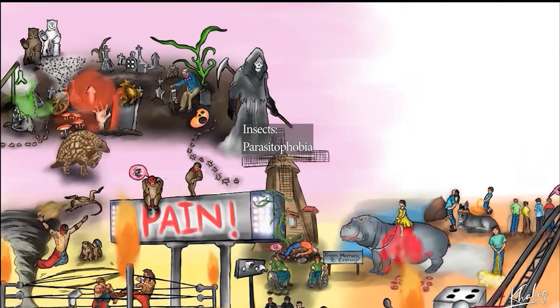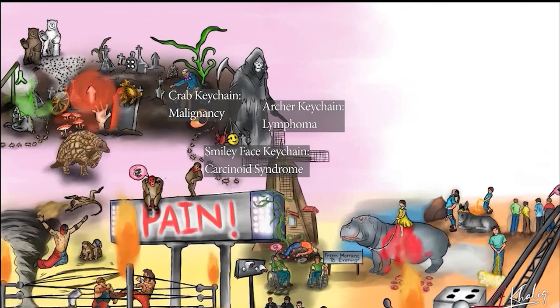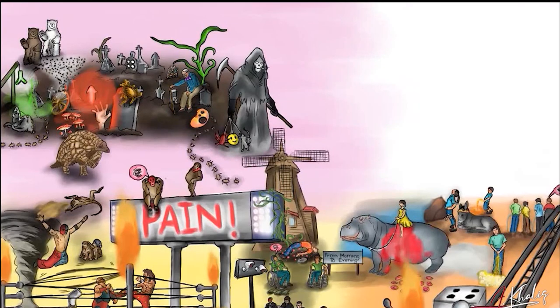Now, if you look at the Reaper, you're going to learn that he's fond of collecting different keychains. One of the keychains is just like a crab. The second keychain is a smiley face, and the third keychain is an archer. So these keychains are there to remind you of malignancy: a crab for malignancy, a smiley face for carcinoid syndrome, and an archer for lymphoma, for example, Hodgkin's lymphoma. So in all these diseases, you're going to get itch, but without skin lesion.